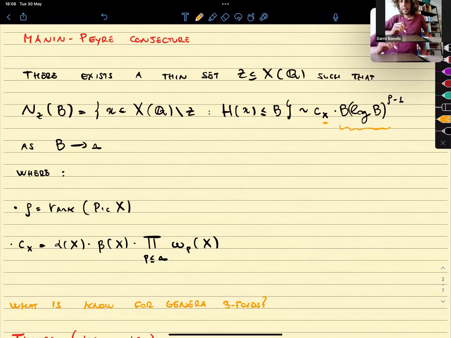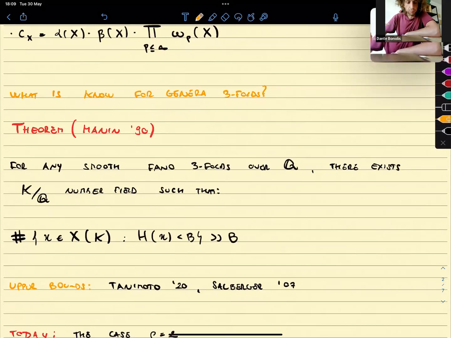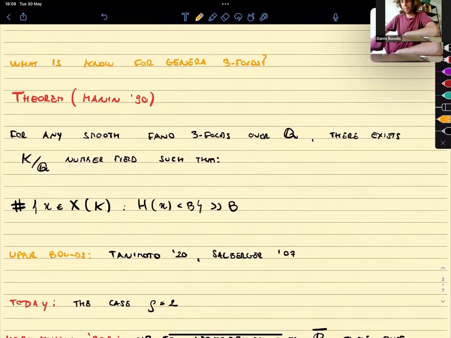And Peyre gave an explicit conjecture about the constant. And there is this alpha and beta, and it's very easy to understand what these omega_p of X are. These are basically the p-adic densities of the variety X.